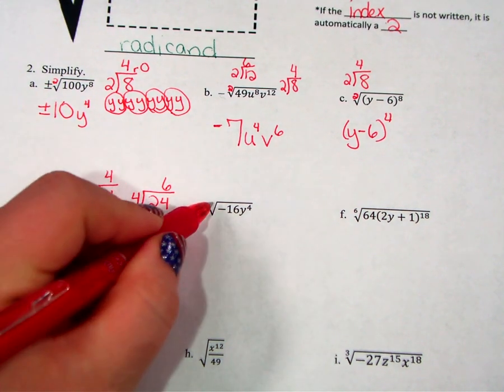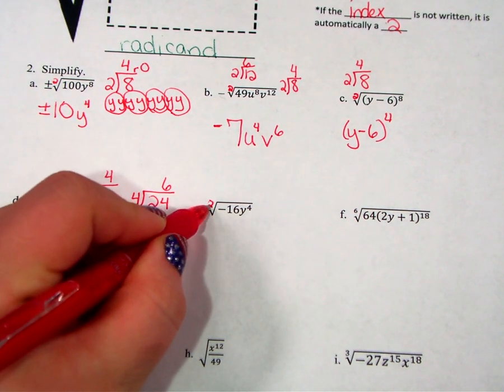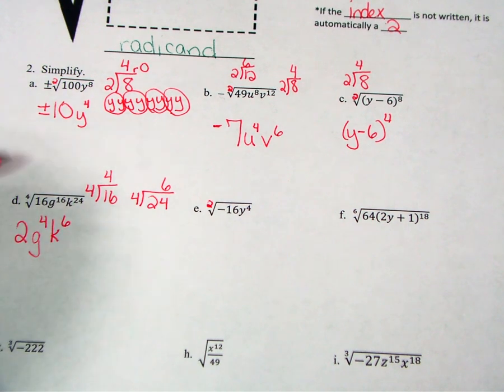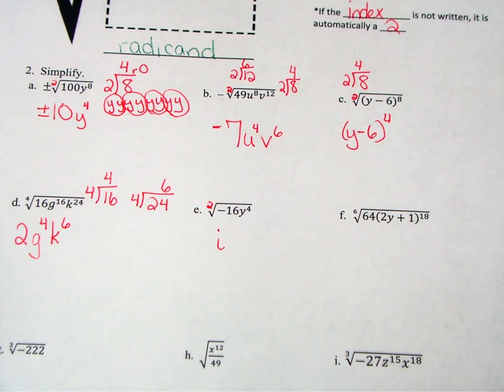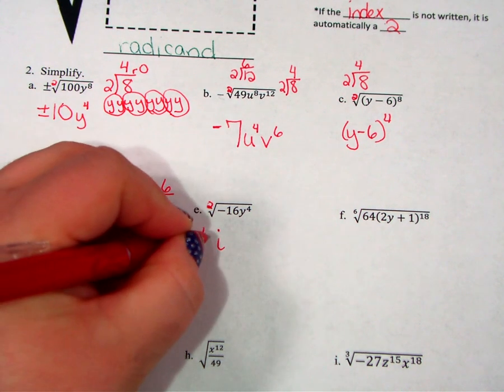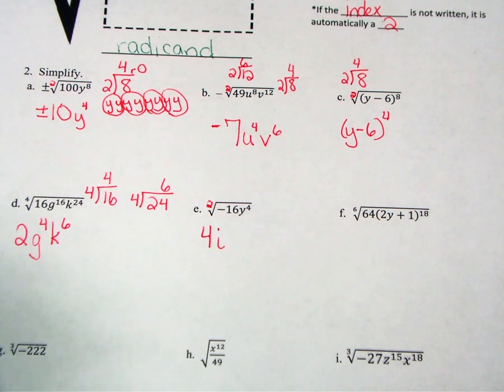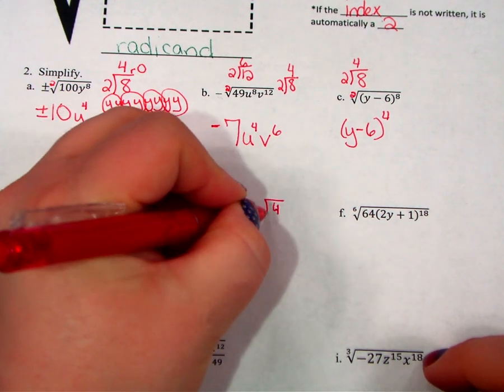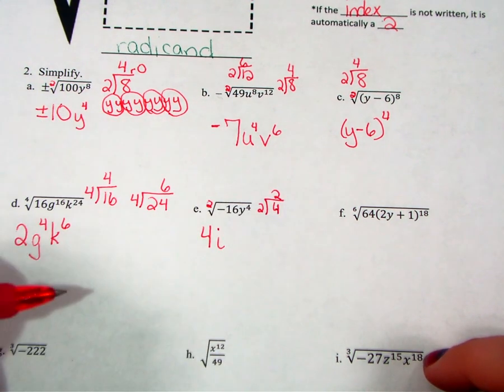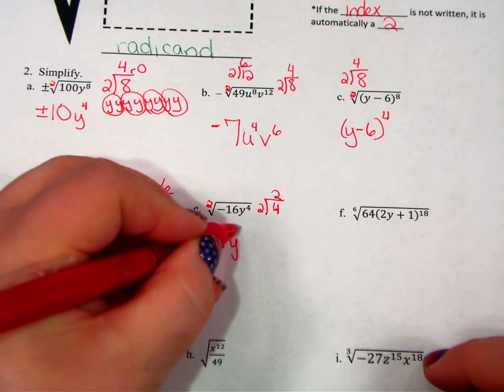This is a square root. So we know how to deal with negatives when there's a negative underneath a radical with a square root. That negative will come out as i. We already know the square root of 16, it's 4. We just need to find the square root of y to the 4th. So 4 divided by 2 is 2. So that means y squared comes out.